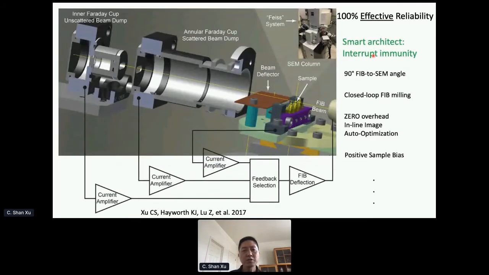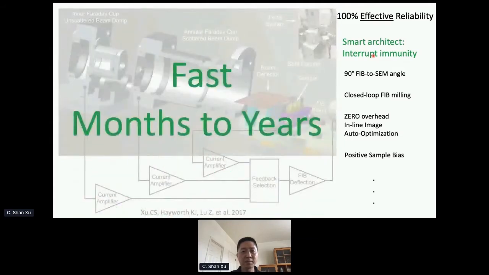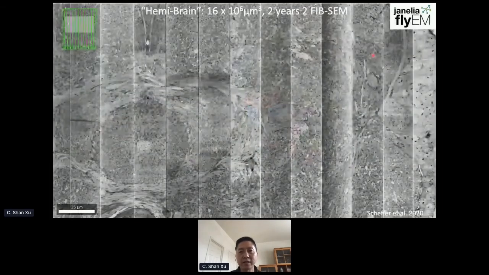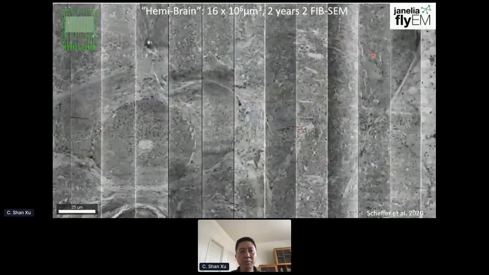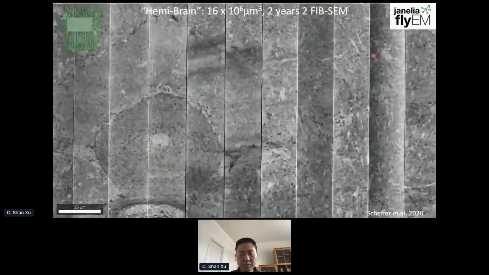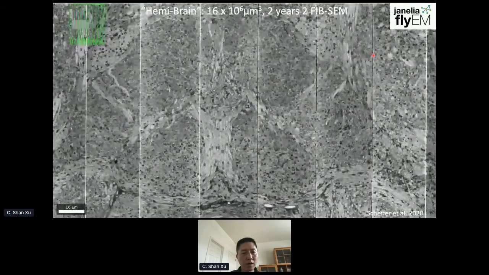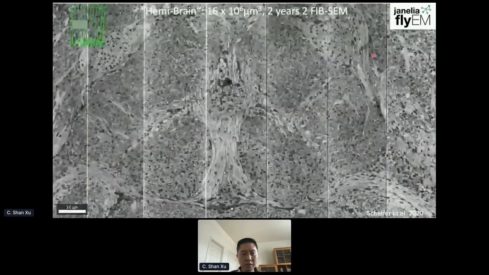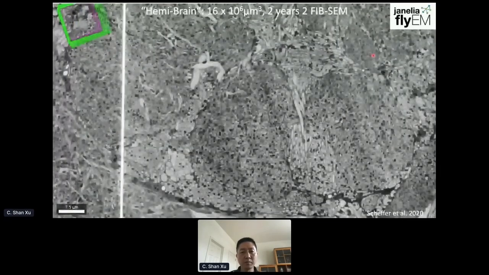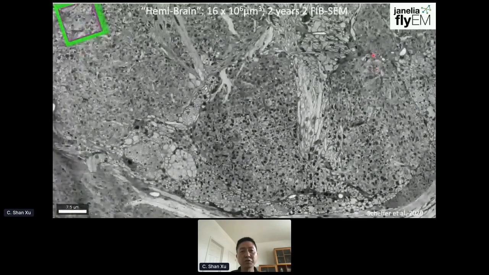So at the end, after 10 years of hard work, we have a system that can image fast and can operate continuously for months to years. With this capability, we are ready to tackle the fly connectome. Here's what we call the hemibrain, which consists of 16 million cubic microns of volume. Our colleague Ken Hayworth first partitioned this brain volume into 13 slabs, and then we imaged them in parallel on 2 machines over 2 years, on and off.